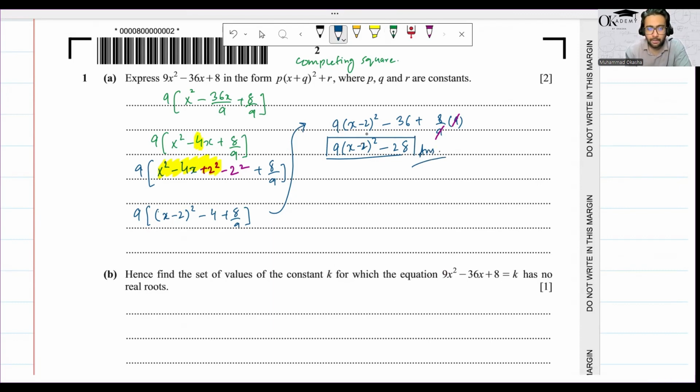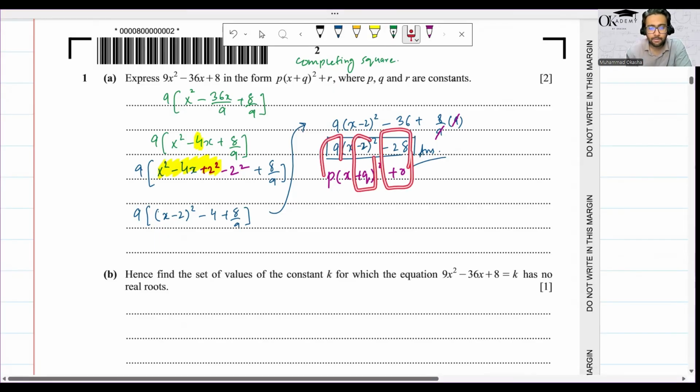You can compare it against this. What I wanted to express it as was p times x plus q whole squared plus r. So I hope you can see the similarities. So r is negative 28, q is negative 2, and p is 9.